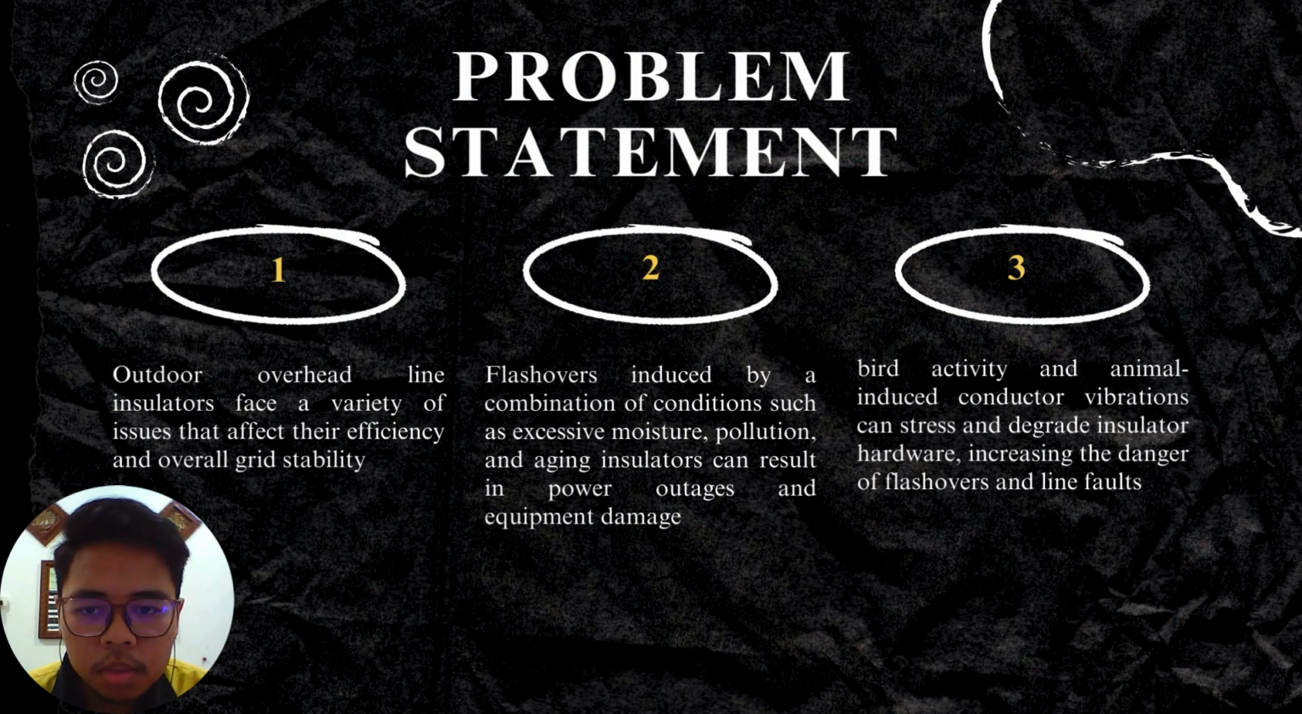Next is the problem statement. So there are three problem statements. First, outdoor overhead line insulators face a variety of issues that affect their efficiency and overall grid stability. Second, flashovers induced by a combination of conditions such as excessive moisture, pollution, and aging insulators can result in power outage and equipment damage. Third, bird activity and animal-induced conductor vibration can stress and degrade insulator hardware, increasing the danger of flashovers and line faults.